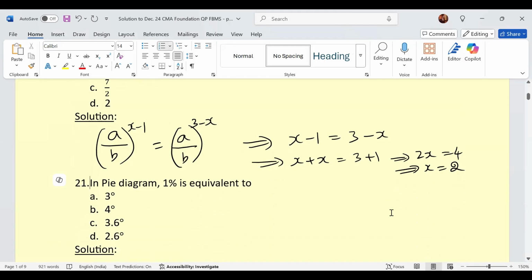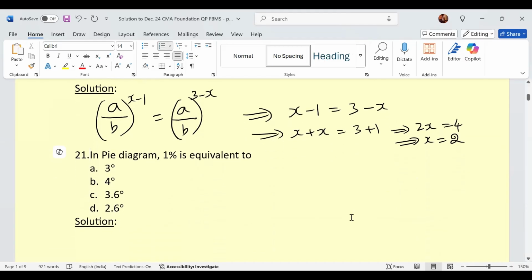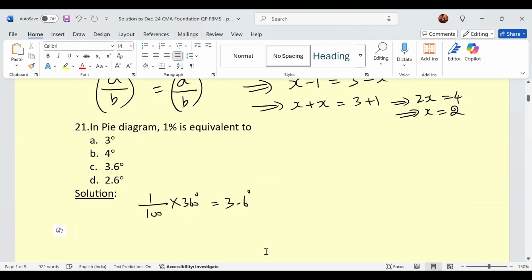Next, in a pie diagram, 1% is equal to what? A pie diagram is a circular diagram. The total degree will be 360. Here it is 1%, so 1 divided by 100 into 360 degrees. That will give us 3.6 degrees. So that is our option C. Let us move on to the next one.